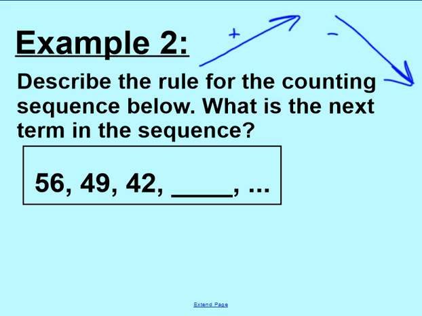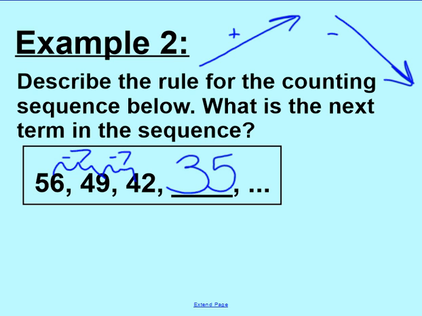By how many? How many did I decrease between 56 and 49? It's one of those tricky terms, one of those tricky factors of sevens. Ugh. 56, 55, 54, 53, 52, 51, 50, 49. I'm subtracting by sevens. So between 49 and 42 is 7. So 42 minus 7 equals 35. And I'm done, right?